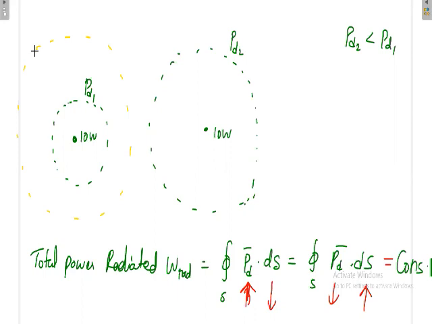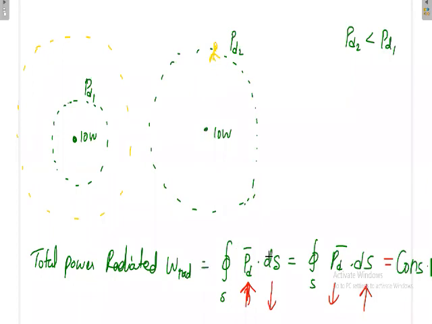So that is the idea of this formula. The formula is very simple, sir, but the concept behind that formula you have to understand. Once you know the power density somewhere, if you are standing here and you know the power density here, then you make an imaginary surface, apply the formula, and you can calculate the power radiated. That is the idea of this formula.